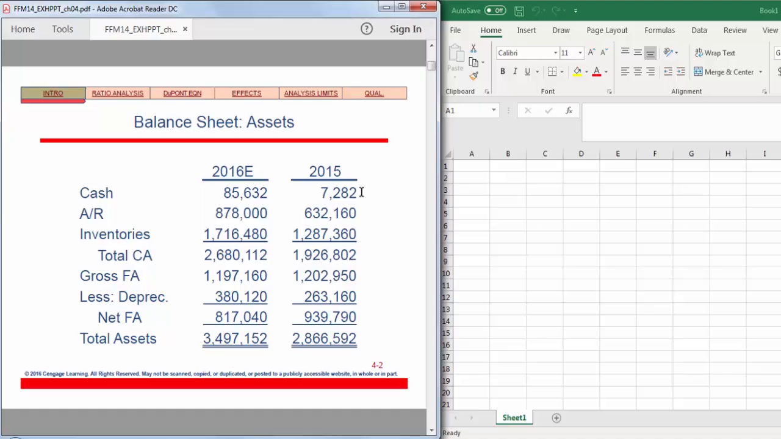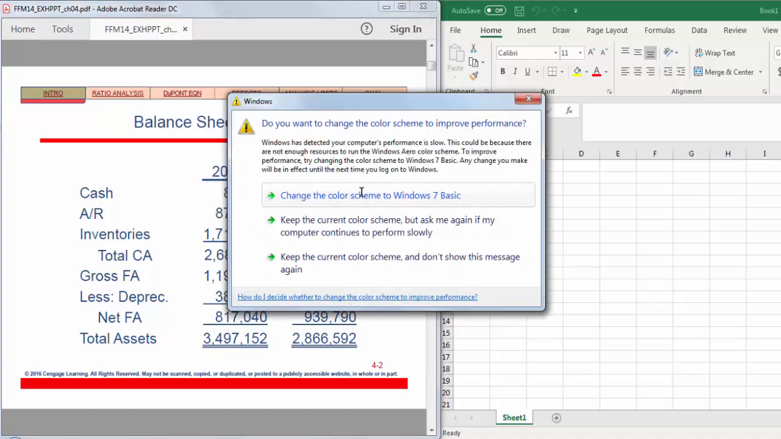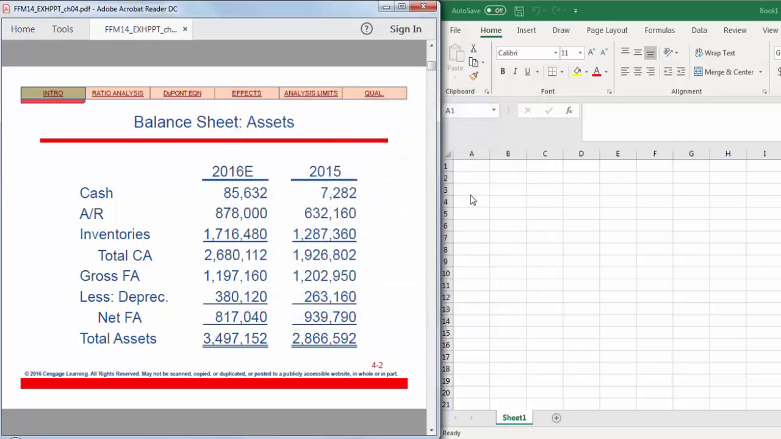And if you need a refresher, I would suggest go back to the previous chapter where we've discussed all of these components in detail. Some of the quick comparisons that we can see at a glance, that cash is supposed to increase from $7,282 to $85,000. And that's an estimate, that's why there's an E. But nevertheless, that seems like a good return, in terms of coming back to a healthy cash situation for the firm.